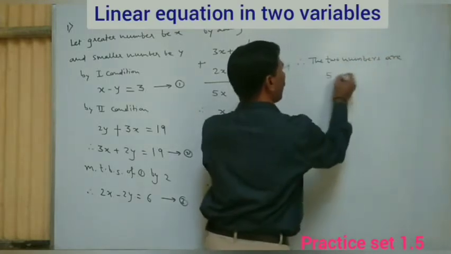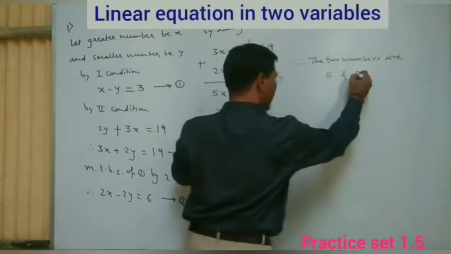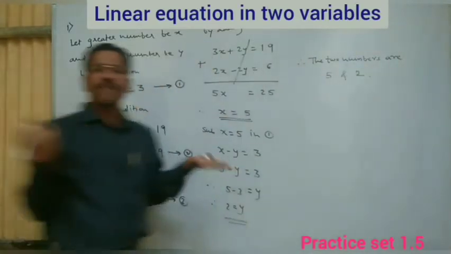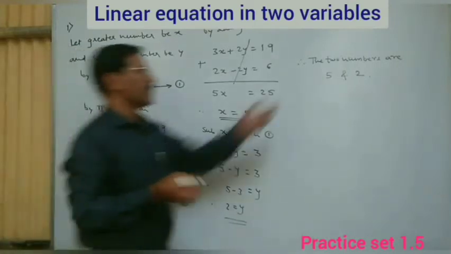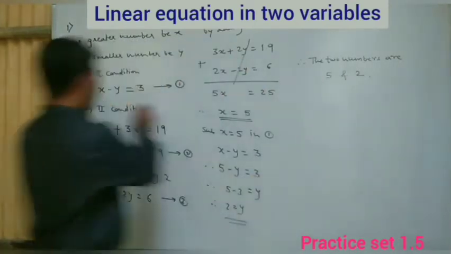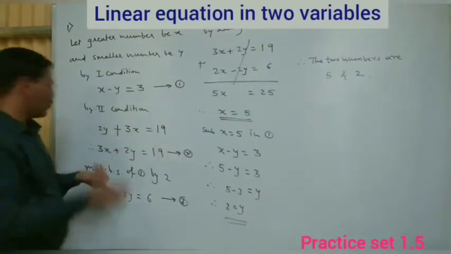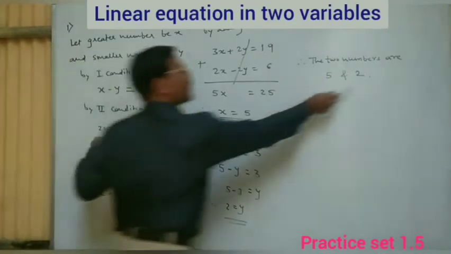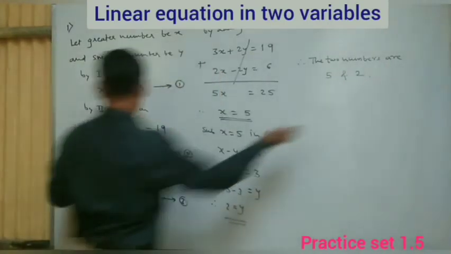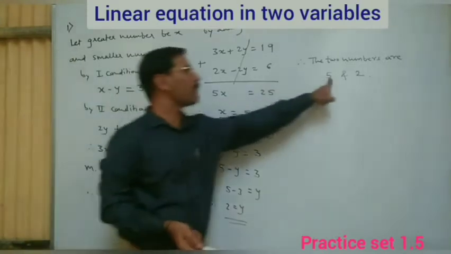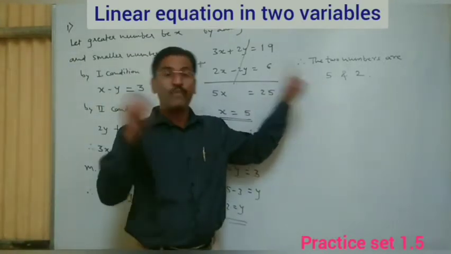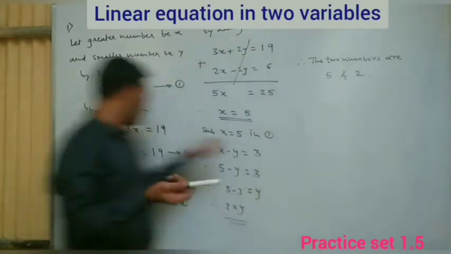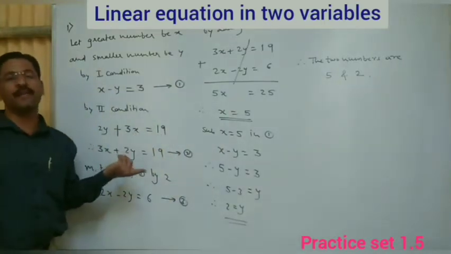Therefore, the two numbers are 5 and how much? It is 2 here. Let's verify whether it is correct or not. First condition, their difference is 3. Is it correct? Yes. Now, twice the smaller number means 2 twos are 4. And thrice the greater number, 5 threes are 15. 15 and 4. Their sum is what? 19. Like this, we can verify.